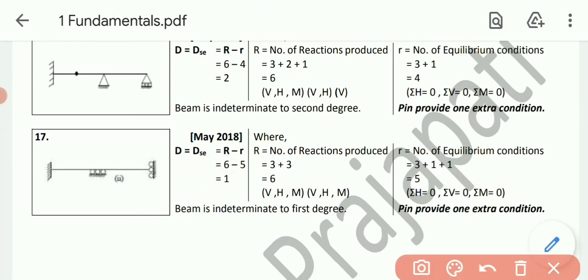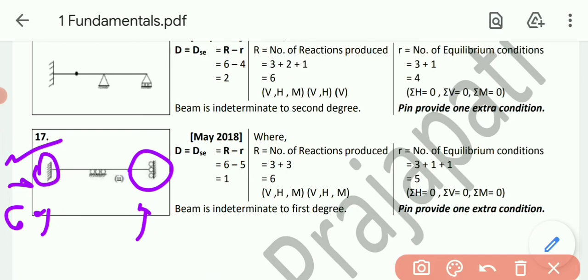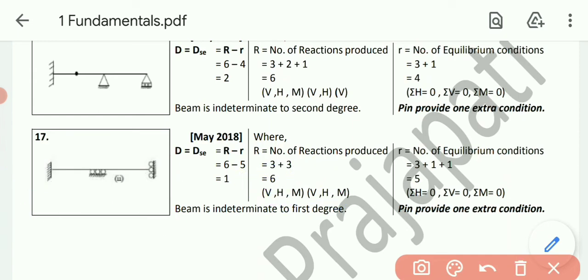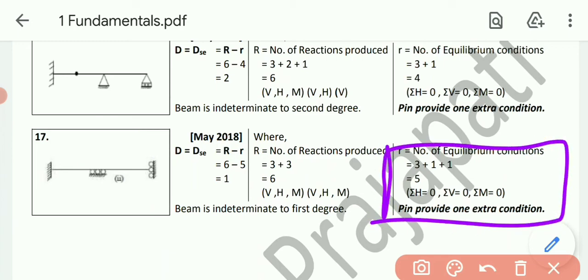Then this one, example number 17. Over here fixed support is there, so vertical, horizontal, moment. Over here also fixed support, vertical, horizontal and moment. In this one, a pin is given, so I will consider the pin separately. So I will consider reactions as they are, 3 plus 3, so total unknowns are 6. Talking about equilibrium conditions, usually 3 conditions.